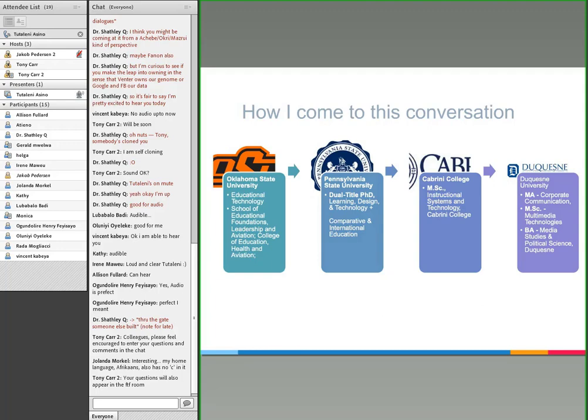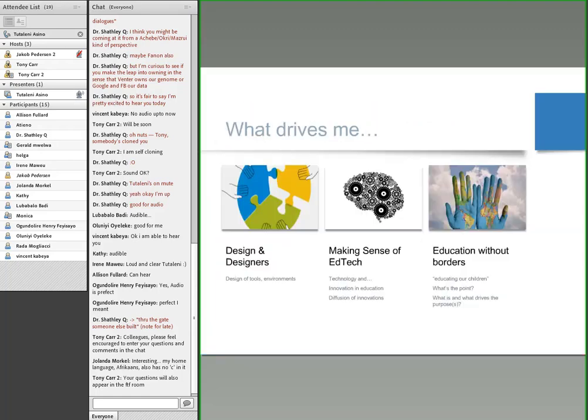And before that, I was at Duquesne University, where I did my studies in media studies, political science, multimedia, and corporate communication. So I like to usually present this because all of these things, both spaces and training, have significantly had an influence on my thinking and how I come to conversations.